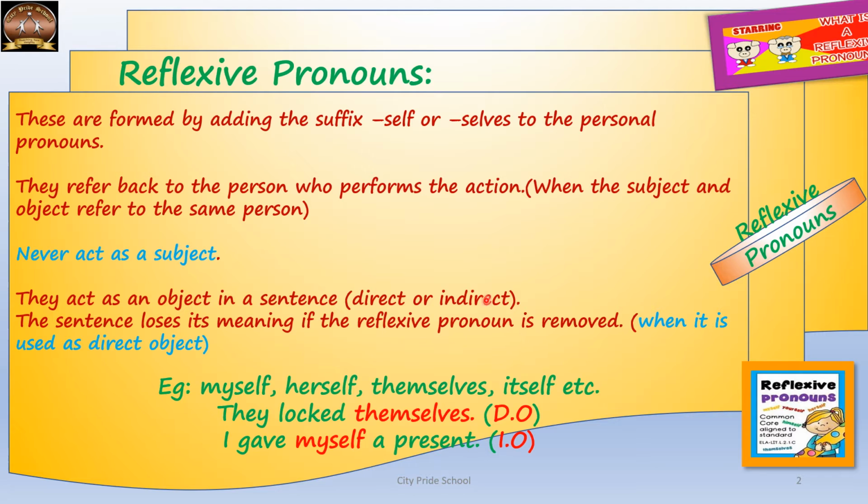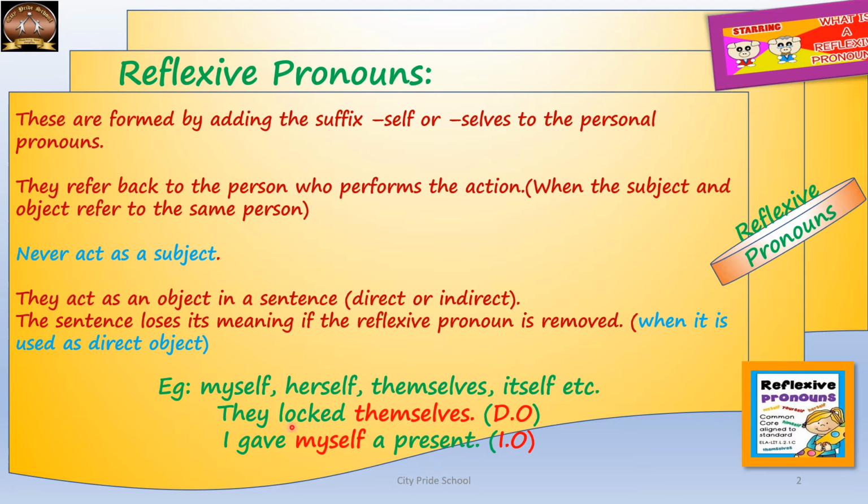Now, as I told you, in some sentences, reflexive pronouns act as direct object or indirect object. Now, when will the sentence lose its meaning? Only when the reflexive pronoun is used as direct object. If the reflexive pronoun is used as an indirect object, the sentence will not lose its meaning if the reflexive pronoun is removed. Okay, you will understand this better with the help of these two examples.